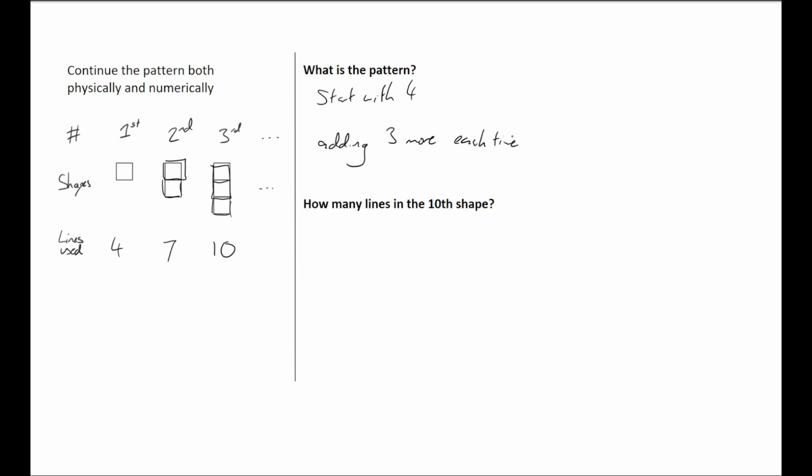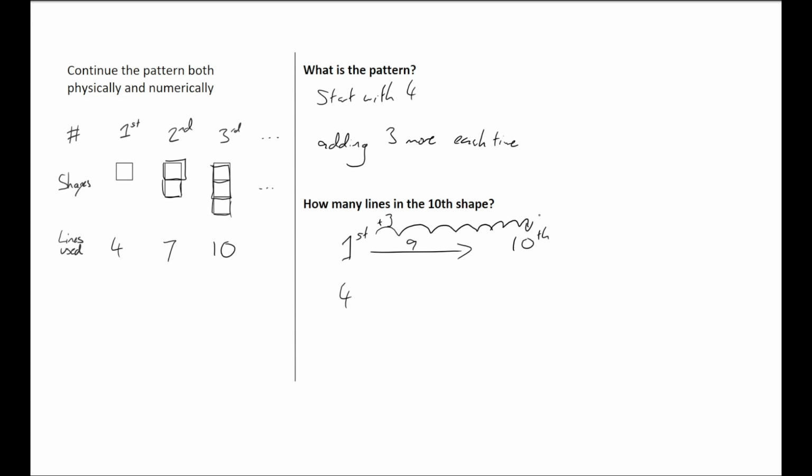So if we wanted to work out, for instance, how many lines are in the 10th shape, well, if our first shape has 4 in it, and every single one after that is going to require us to add 3, to get to the 10th shape, we are moving 9 shapes down the line. Because to get from the first to the 10th, it would be 1 to get to the second, and then 2 to get to the third, and then 3 to get to the fourth. So it would take us 9 jumps until we ended up at the 10th shape.